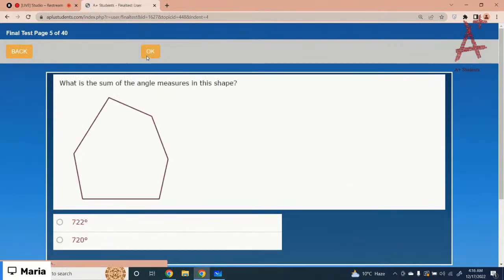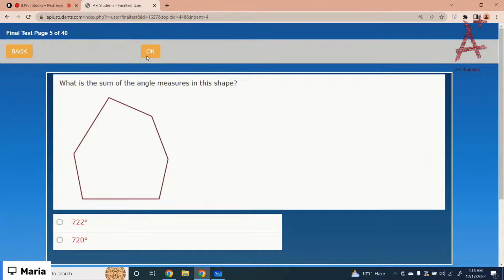Okay, the next one is, what is the sum of angles in this shape? So which shape is it? 1, 2, 3, 4, 5, 6. No, pentagon is five-sided. It is hexagon, I think. It is a six-sided shape.